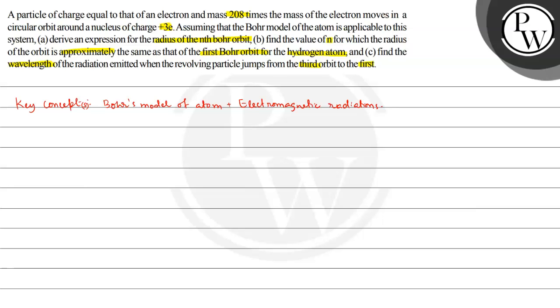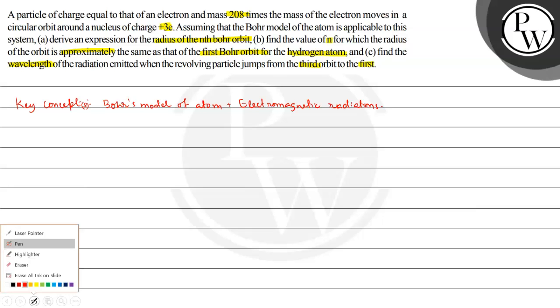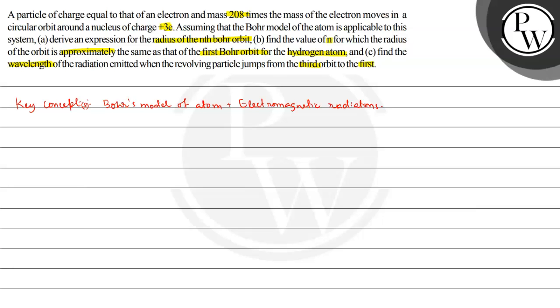Now we know that the radius of nth orbit for hydrogen-like atom is given by R_H is equal to n square h square divided by 4 pi square k m e square z.